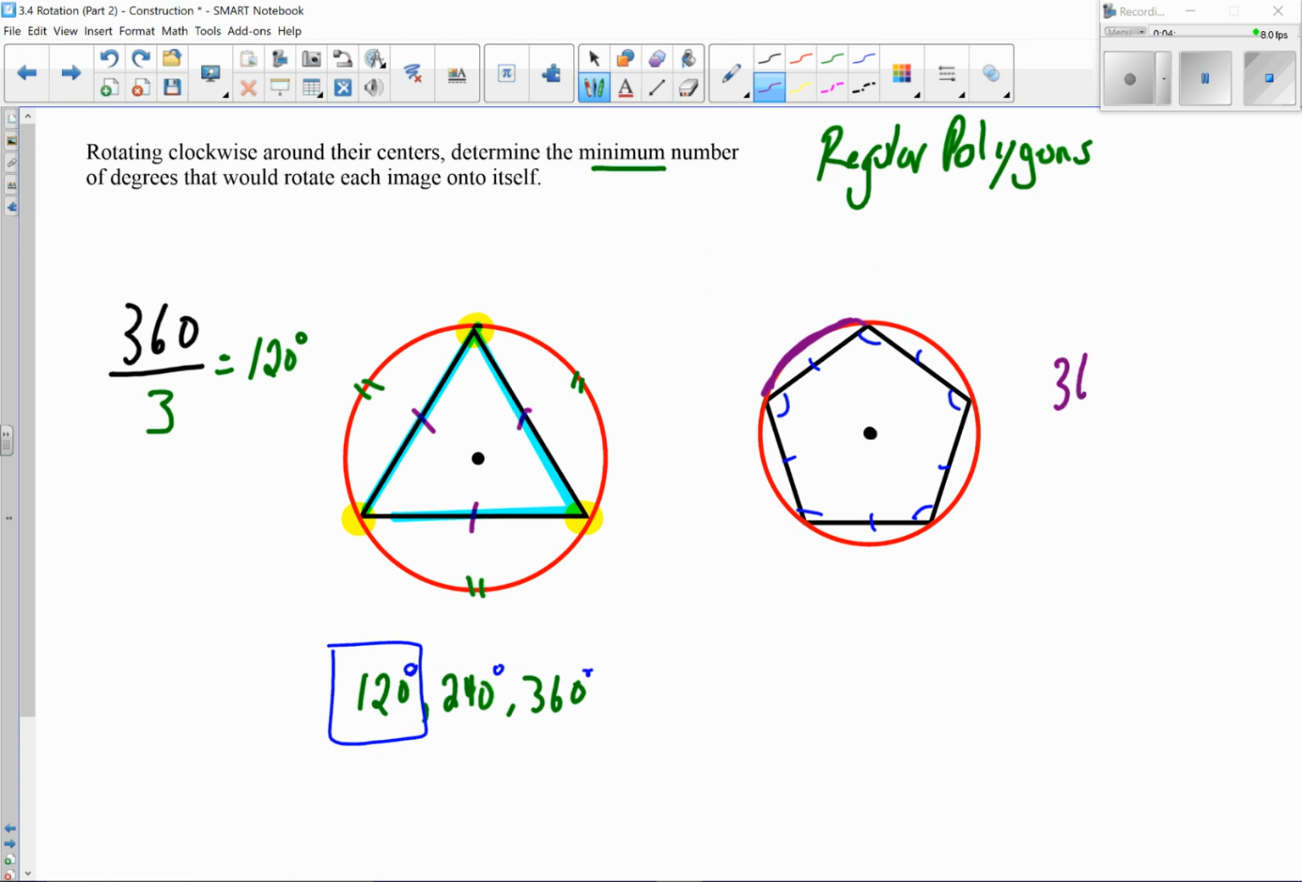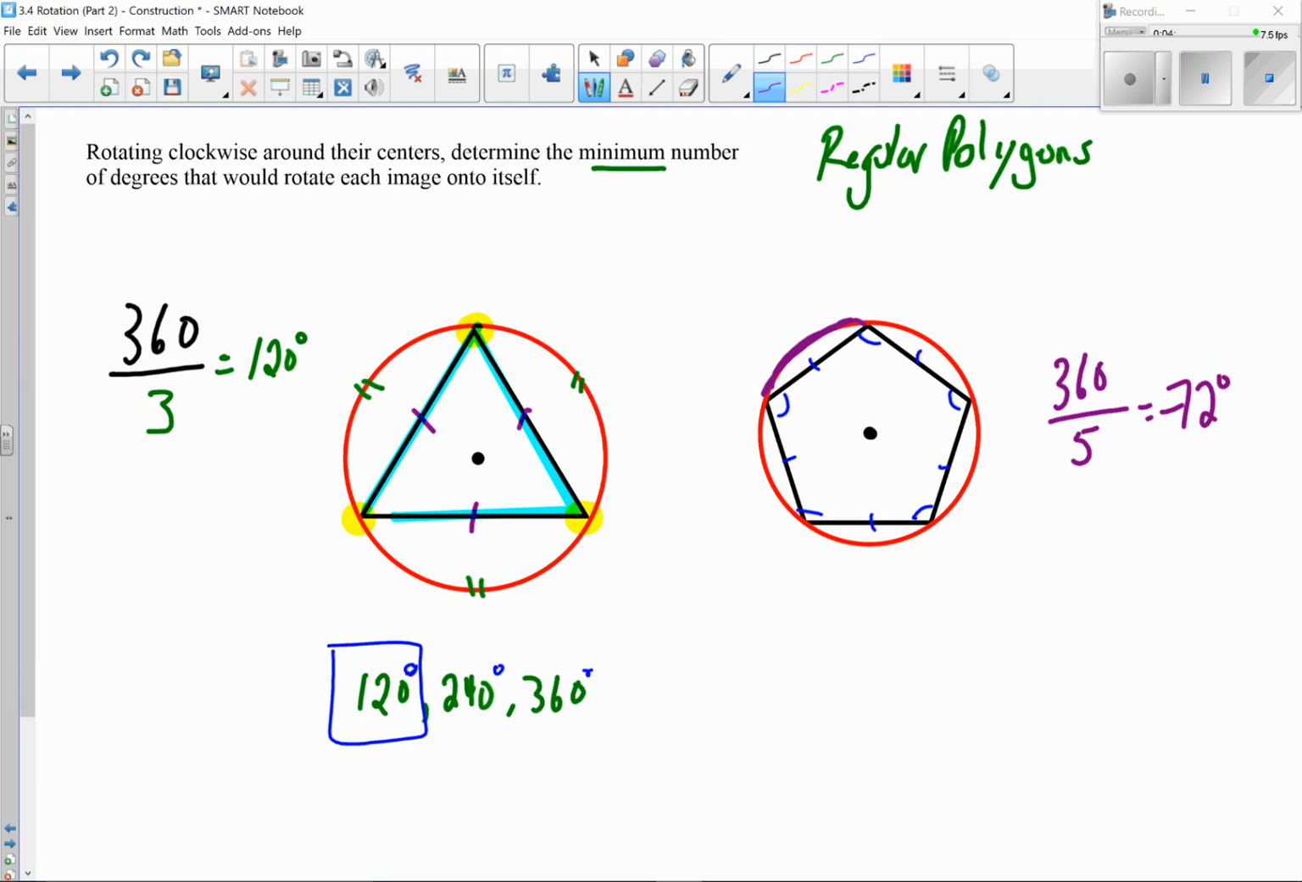So in this case, 360 divided by the number of sides, in this case 5, is going to give me 72 degrees from there. So each one of these things is divided up, and I get 72 degrees for each of them.